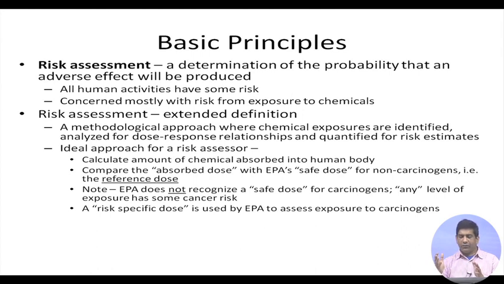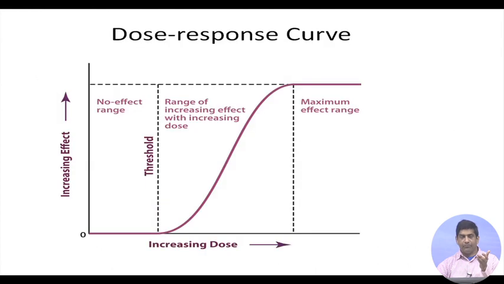So a risk-specific dose is used by EPA. Basically, if you know the chemical absorbed into the human body, then for non-carcinogens, if we know the safe dose, we can find out what the risk is. For carcinogens, again, we have a risk-specific dose used by EPA to come up with the risk factor. This is a typical curve which you may have seen in some of your previous courses as well.